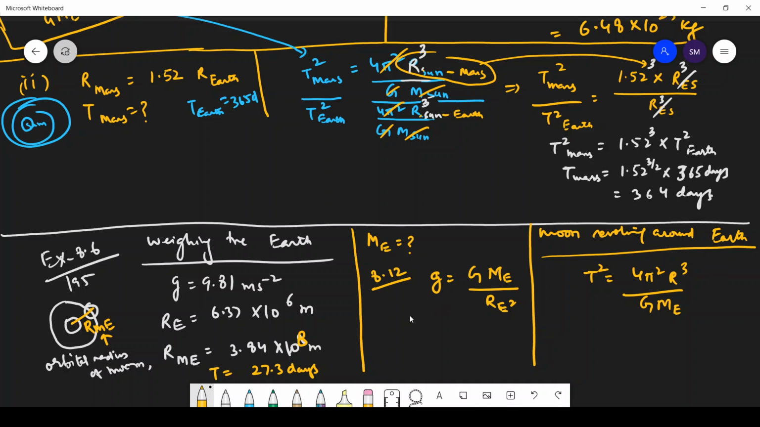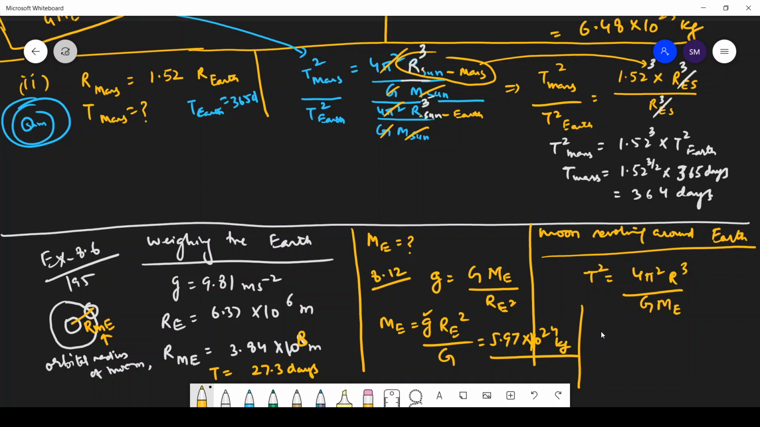So now how do we get M_E from here? M_E is equal to g R_E square divided by capital G. Okay students, put these values: g is equal to 9.81, R_E is equal to 6.37 times 10 to the power 6, and G is equal to 6.67 times 10 to the power minus 11. When you put these values, you get 5.97 into 10 power 24 kilograms. So this much is the mass of the Earth.